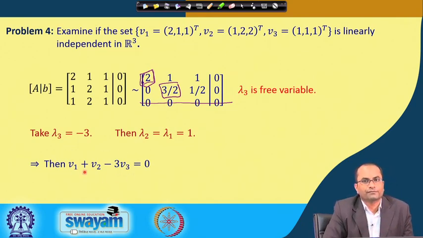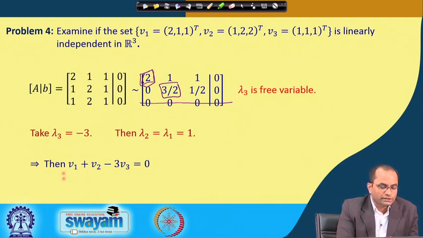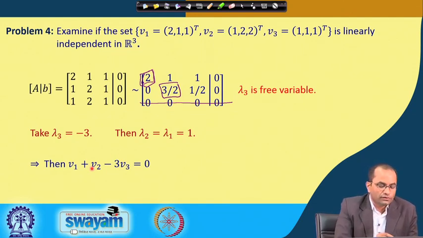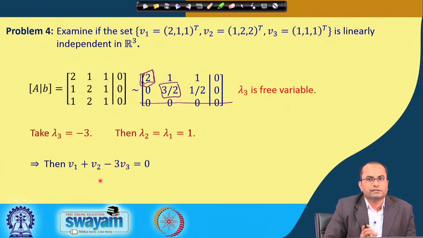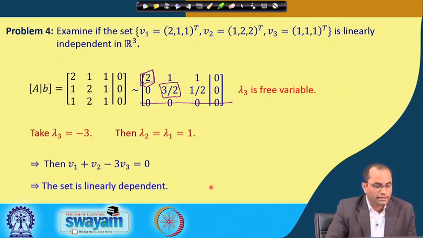We can have as many representations as possible here, but what it says is that these vectors are linearly dependent, and one of the relations for their dependency is already here: v 1 plus v 2 is equal to 3 times v 3. That is one dependency we have shown in this case, and this set is linearly dependent.